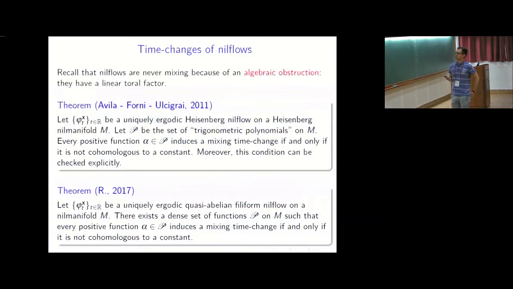So let's go back to our Nilflows. Recall that they were not weak mixing because they had this algebraic obstruction of a factor which was isomorphic to a linear flow on a torus. But what happens when you perform a time change?